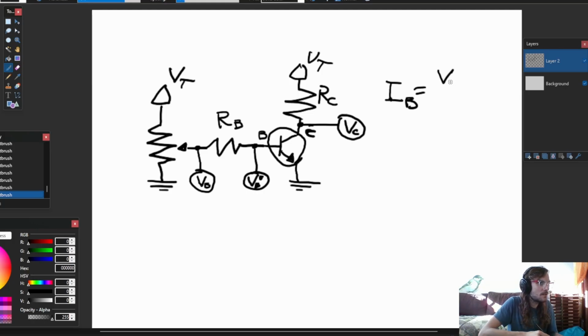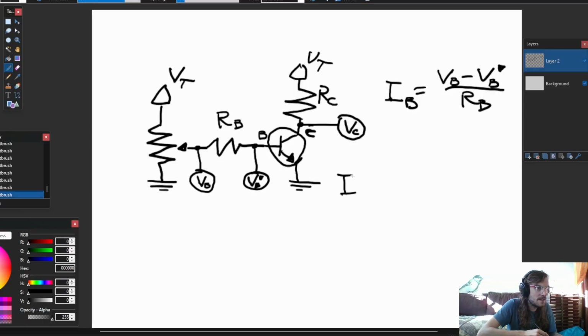So this is going to be VB minus VB prime divided by RB, and that will give us the current through this resistor, and that's the same as the base current. For the collector current, I had to do a little bit more math.